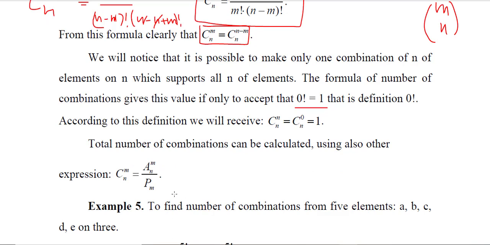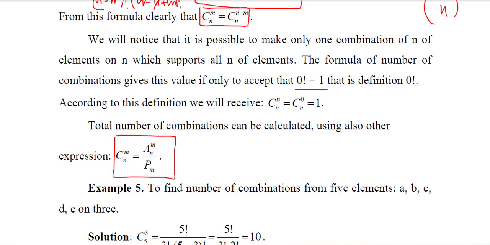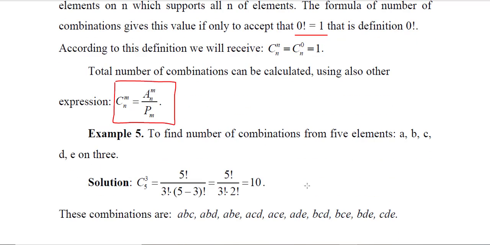And we can use previous definitions, and the total number of combinations can be calculated by this expression: combination m of n equals placement over m factorial. The next example: to find the number of combinations from 5 elements A, B, C, D, E taken 3 at a time.